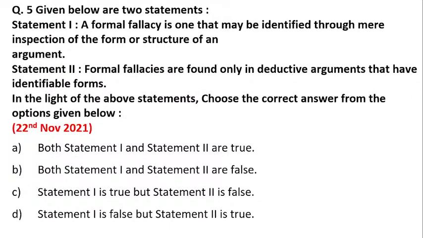Now comes the fifth question. A formal fallacy is one that may be identified through mere inspection of the form or structure of an argument. The second statement is saying formal fallacies are found only in deductive arguments that have identifiable forms. So you have to tell which of the statements are correct: if both are correct, both are incorrect, or if one of them is correct.